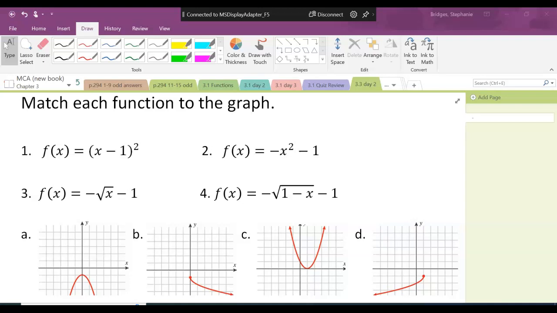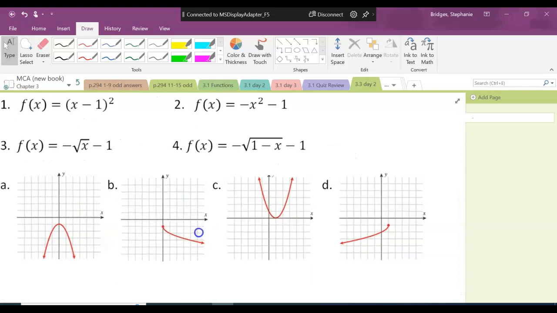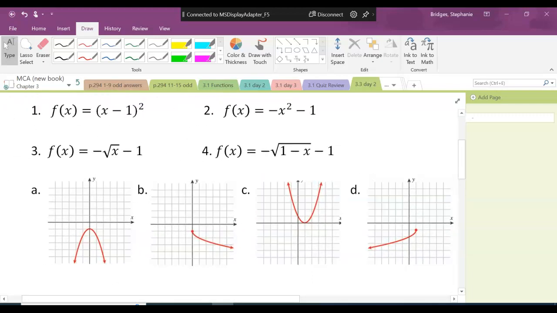Everybody ready? Okay, so let's take a look at number 1. Number 1 says f of x equals, in parentheses, x minus 1, and then squared. So I know my graph is going to be a parabola, right? So that narrows it down to 2 options. Which 2 options does it narrow it down to? Hold on, I can't move. There we go. It narrows it down to which 2? Either A or C. Those are the only parabolas I have, right?